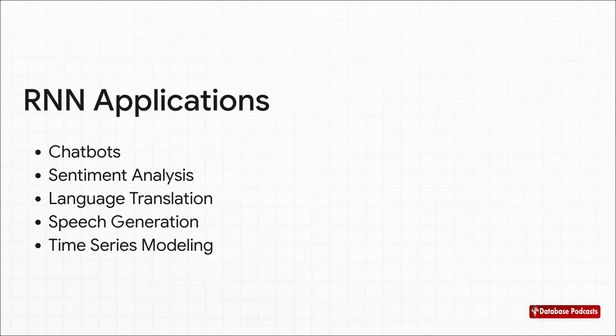Oh, this is where it all pays off. This ability to understand sequences unlocks so much of the tech we use every single day. Think about chatbots. They have to remember what you said 2 messages ago to have a conversation that makes any sense. Or sentiment analysis. It needs to read a whole product review to figure out if you liked it, not just look for the word good. And language translation? That's the ultimate sequence problem. You have to understand the entire thought before you can even begin to translate it.